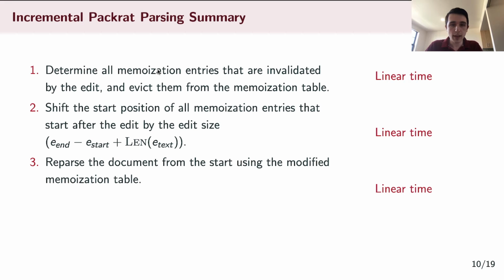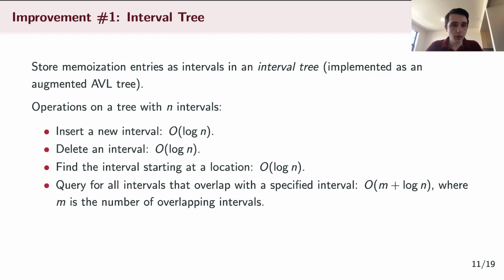Step 1 is going to be linear time because if we're using a hash table or array for our memoization table, then we need to iterate through every entry to determine if it overlaps with the edit, to determine if it should be evicted. So the solution is going to be to instead use an interval tree for our memoization table. So if we store our memoization entries as intervals within the tree, then we get this nice query operation, which tells us if an interval overlaps with another interval, or it tells us all the intervals that overlap with a specified interval in logarithmic time.